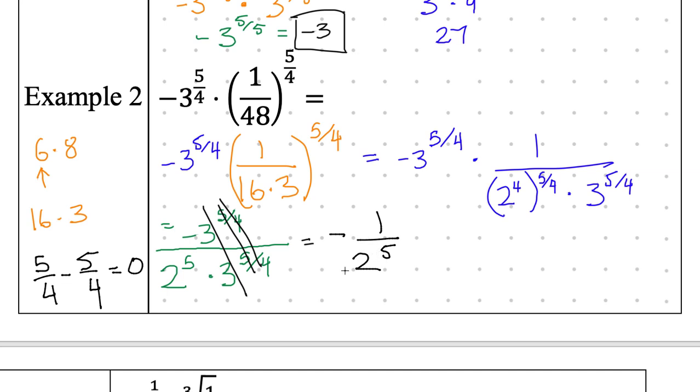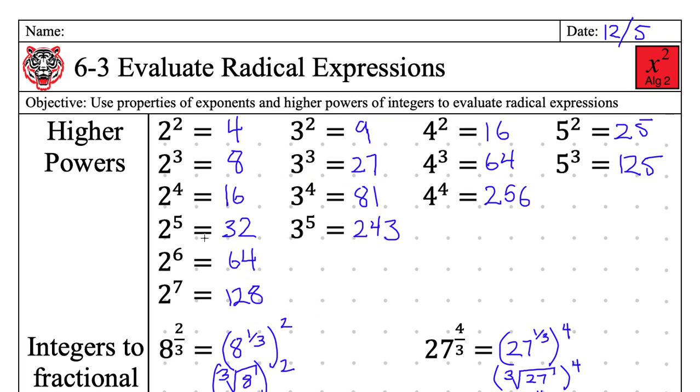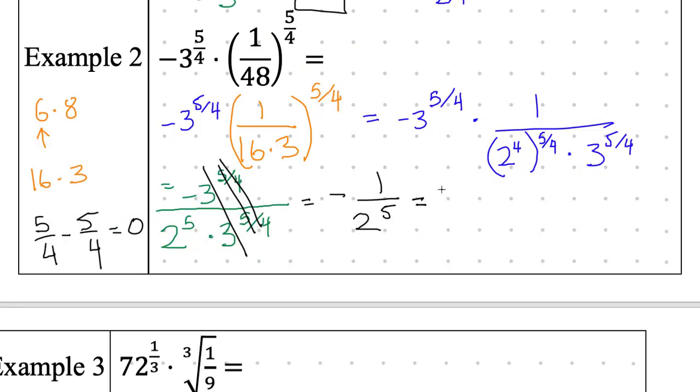I can say, okay, well, 2 to the power of 5, I can't really do anything with that, so I come back up here. Well, what is 2 to the power of 5? 2 to the power of 5 is 32, so this is going to be equal to negative 1 over 32. There's my final answer. Question, Anna.